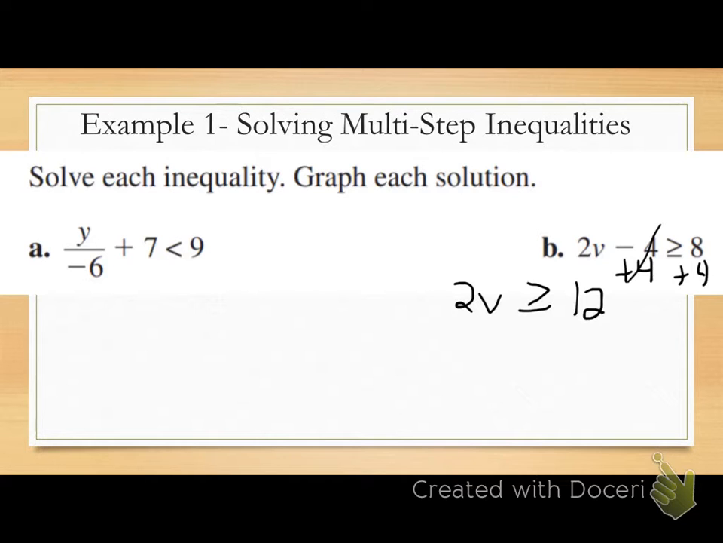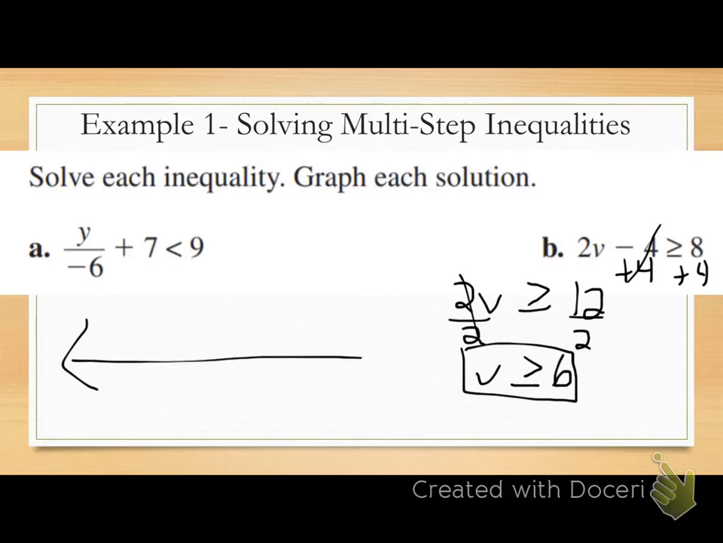Questions with my first step? Okay, what's my last step to get v by itself? Divide by 2 on both sides. 12 divided by 2? 6. Inequality symbol flip or stay the same? Stays the same. Questions how I got my solution of v is greater than or equal to 6? Am I moving too fast for anybody? Are we all understanding it? Yes, sir.